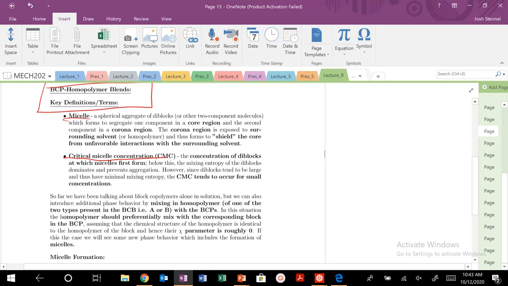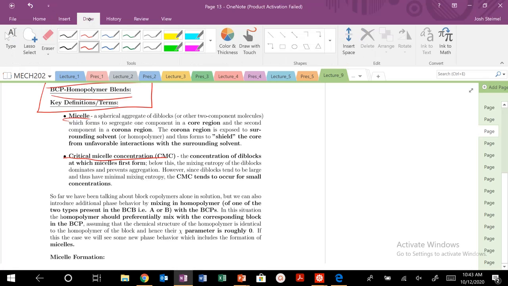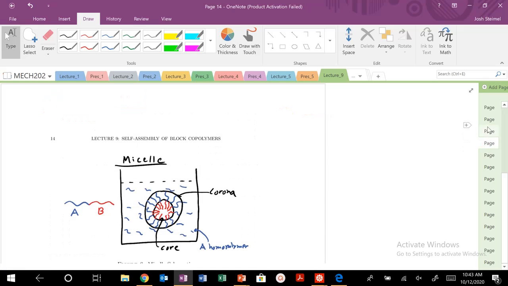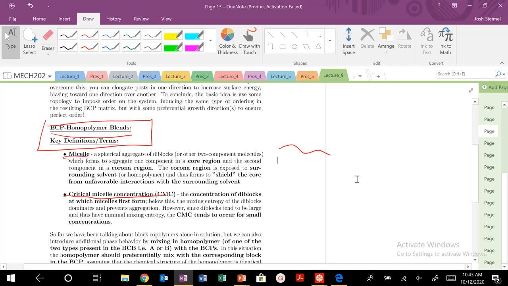And we are going to talk about block copolymer and homopolymer blends, and specifically we're going to look at micelle formation. So the scenario that we're dealing with here, I have my A block, and actually let me be consistent with our figure below. This is my B block, and I'm going to get my A block right here. So this is A, and this is B.